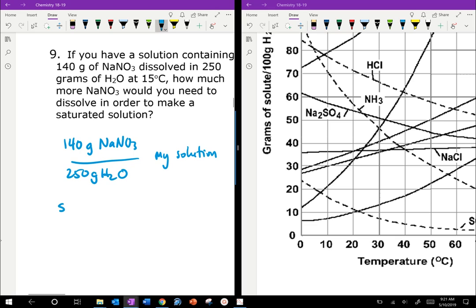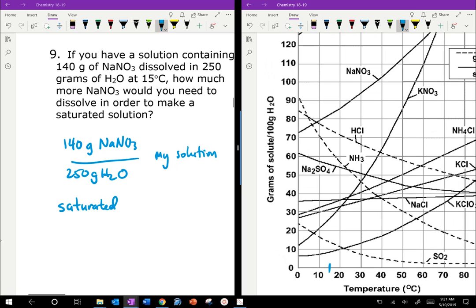What is saturated? Let's define it based on the temperature and the solute that's been given. 15 degrees Celsius, so right here. And we're looking at NaNO3. That's way up near the top here. 15 degrees puts me right about there. I'm going to read over to the side. Let's call that 82 grams of NaNO3 in every 100 grams of water.